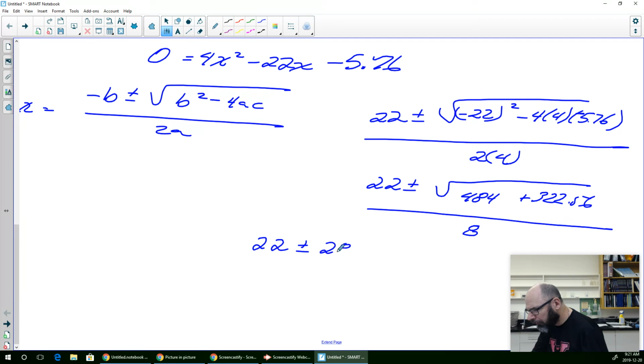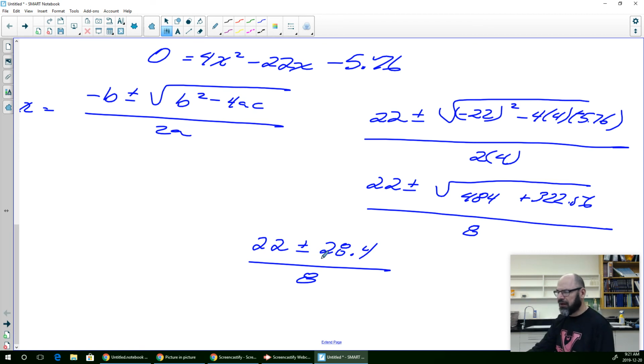So if I get this, this is 22 plus or minus 28.4 over 8. Okay, now the negative number is not going to make any sense because you're not going to be going backwards as your normal speed. So you're going to go 22 plus 28.4 divided by 8. So 28.4 plus 22 divided by 8.